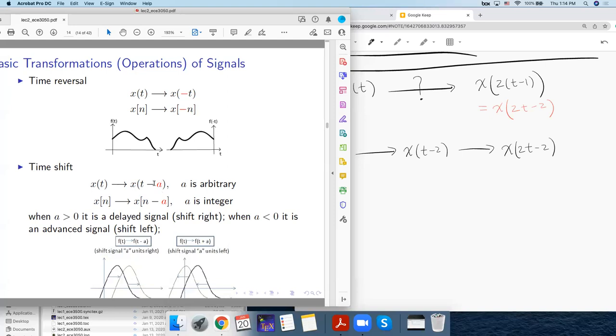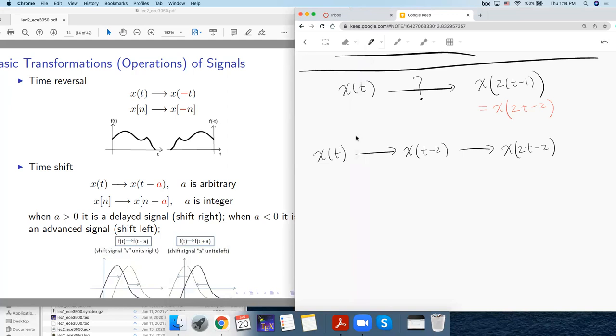So basically this a should be 2. When a is greater than zero, we are shifting to the right. So it's a shift to the right by two units. Okay, so that's the first operation. We will shift x(t) to the right by two units, and we will get x(t minus 2).